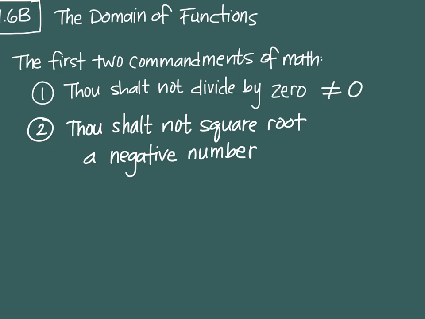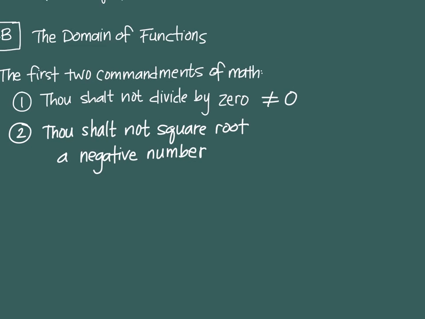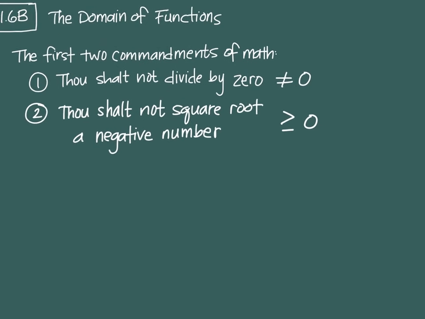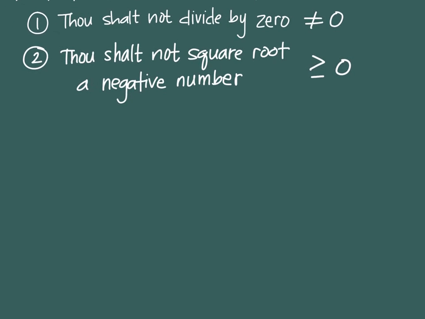So what's the opposite of a negative number? A positive number. Is it really? Is that really the opposite of a negative number? Just a positive number? You've left out one number. 0. You've left out 0, right? Okay, and so for that, we have to use the symbol greater than or equal to 0 to make sure we're not using a negative number. So these two commandments are what you have to look at when you're talking about domain.